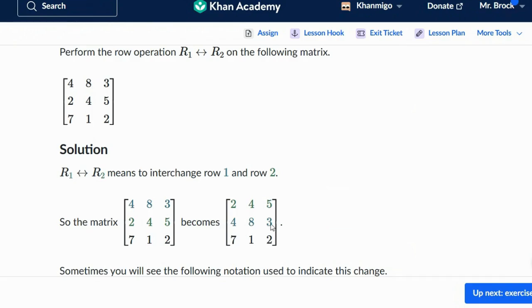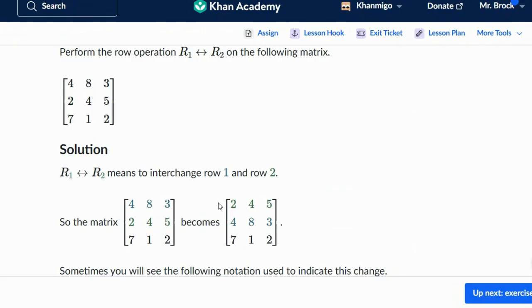the second row, take the 2, 4, 5, move it to the first row, and the third row would not change. It would not change at all, because it did not say to do anything to the third row. If it doesn't mention the third row, don't change the third row. But suddenly this matrix is the same numbers, just in a different order.